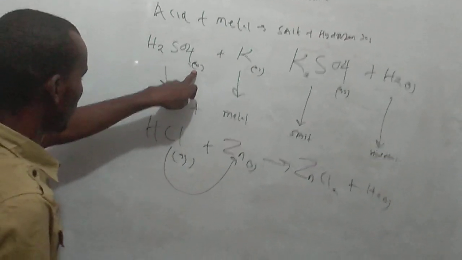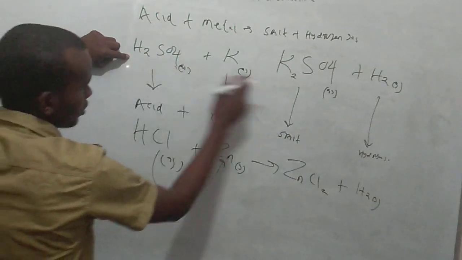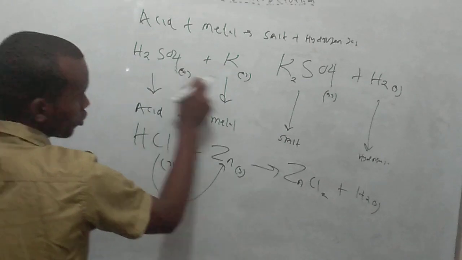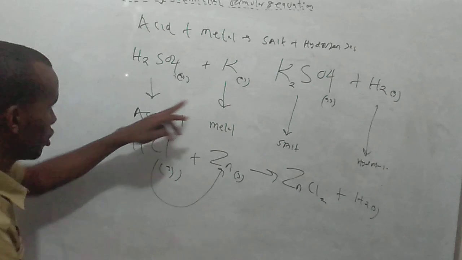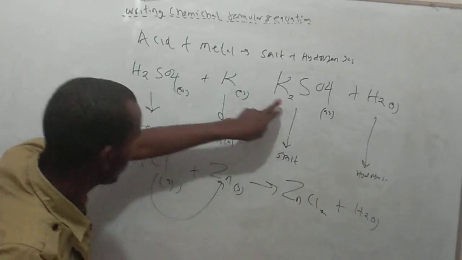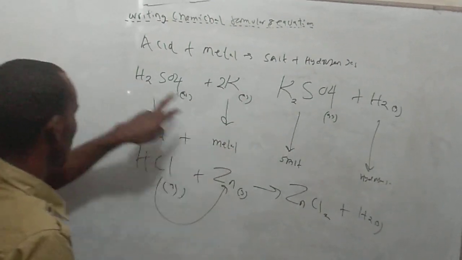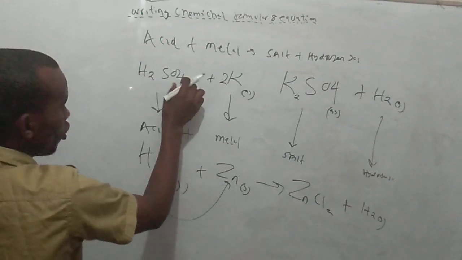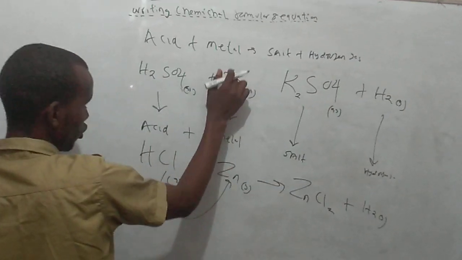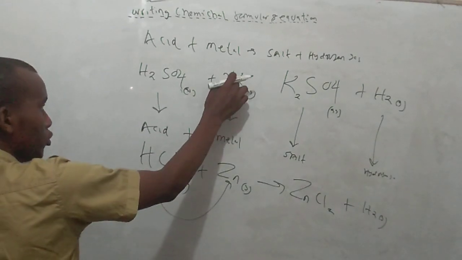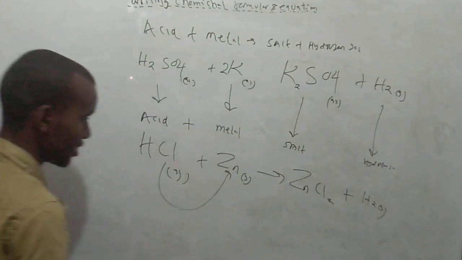Remember, this equation you have to balance. Hydrogen is 2, sulfate is 1, sulfur is 1, oxygen is 4, potassium is 1. So this equation, if you look at potassium, here you have 2, here you have 1. So you have to put here 2. 2 potassium, 2 hydrogen, 4 oxygen, 1 sulfur. This equation is balanced by putting 2 before potassium. This one we have HCl reacting with zinc giving zinc chloride plus hydrogen gas.